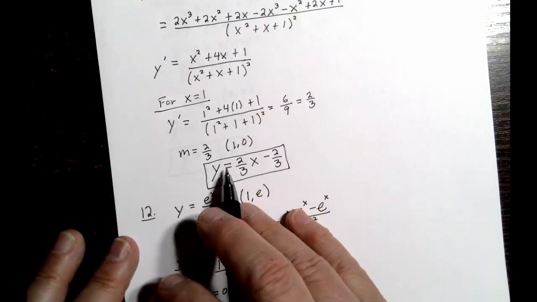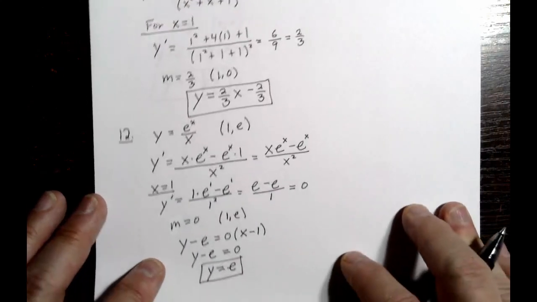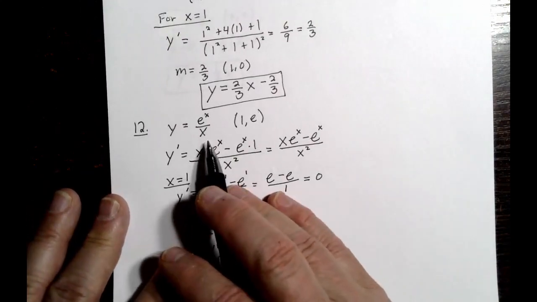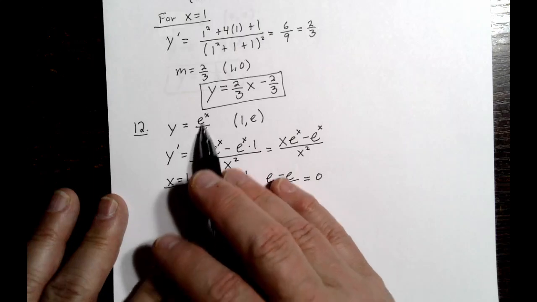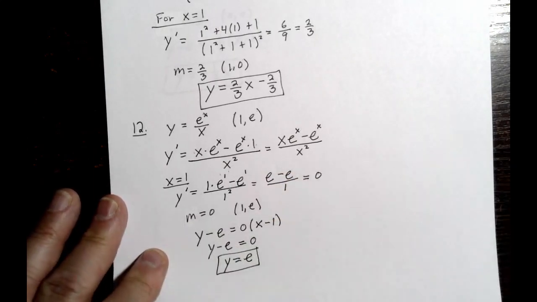Now you know your slope, and you can plug in the 1 point you know to find your equation of a line. Here the derivative of this fraction is the bottom times the derivative of the top minus the top times the derivative of the bottom over the bottom squared. And they find the tangent line there.